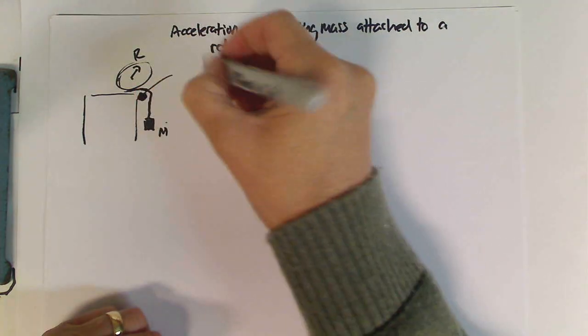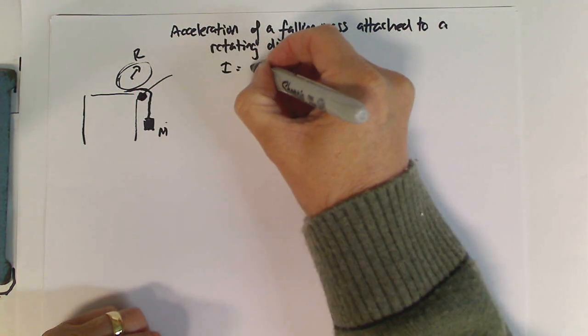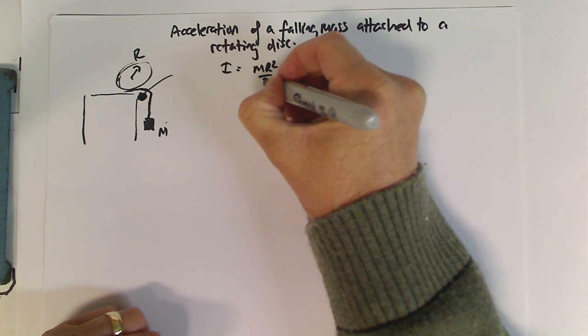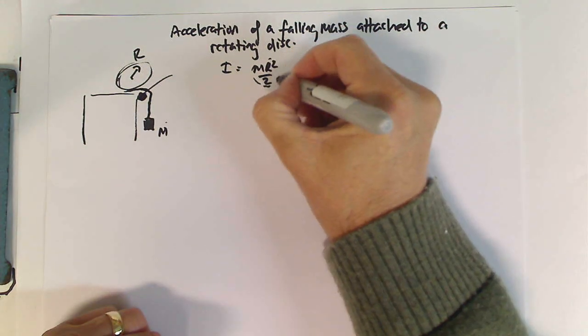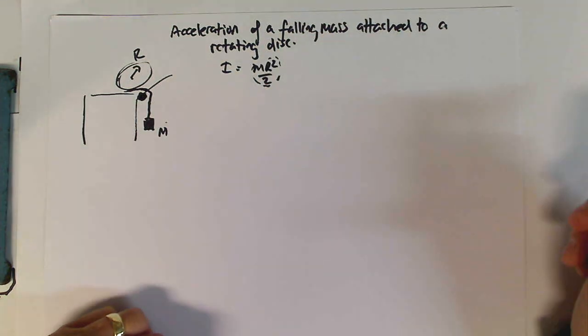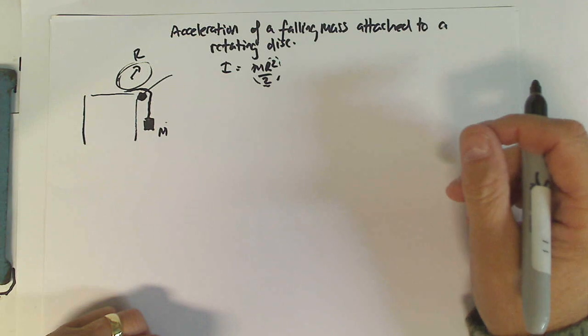The disc, we'll give it a rotational inertia of I, which we all know is equal to mr squared divided by 2. Now, don't confuse the two m's. We're not actually going to be using this m in our calculations. We'll just leave I at the end of the day in our formula for the acceleration.